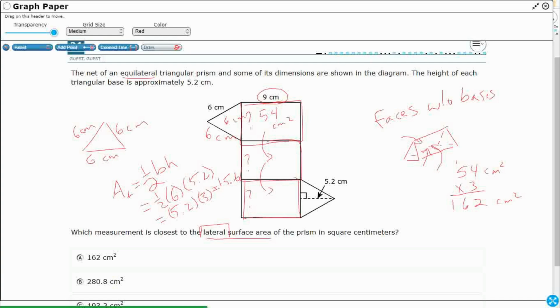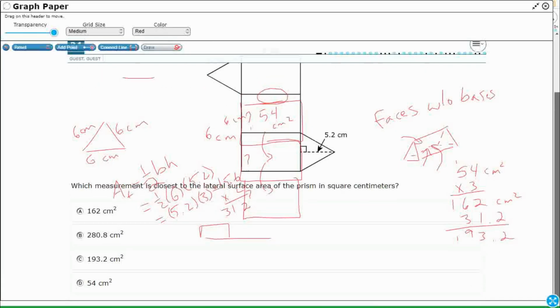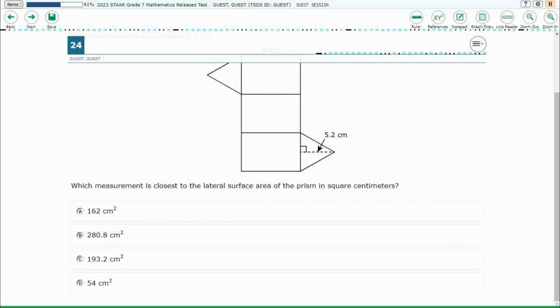All right, so if we double that, that's going to be 31.2. And if we add that, what do we get? 193.2. Look at that. That is option C. So we do have to watch out for that. This is lateral surface area, but I'm going to predict that a lot of our students are going to just find the total surface area, find that C. So that's where we need to read carefully.